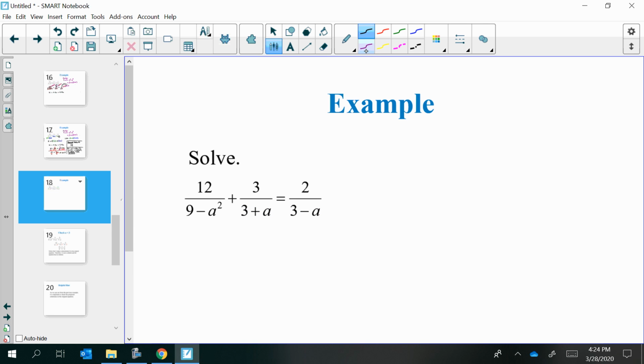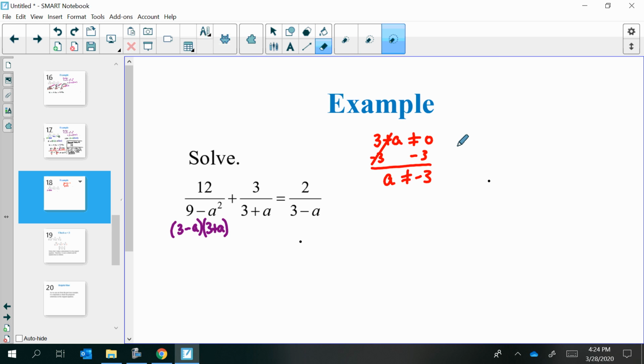So I still would want to factor and rewrite my denominator as a first step. And then I would look at all my denominators and say 3 plus a should never be allowed to be 0. Therefore, if I solve this statement for a, I get a should never be allowed to be negative 3.